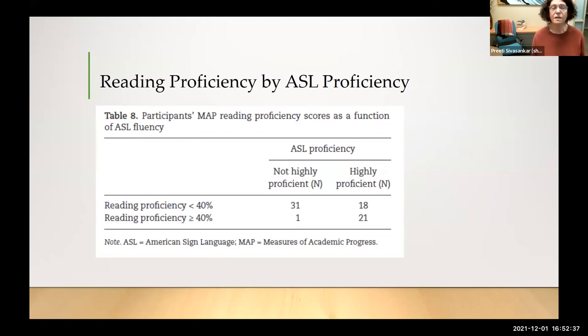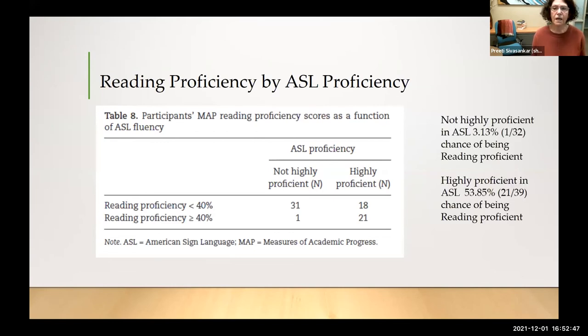But you can also see that there's 21 children in the highly proficient group who ended up in the reading proficient group. So to put this in another perspective, if you're not highly proficient in ASL from this study, you have a 3% chance of being in the reading proficient group. But if you're in the highly proficient ASL group, you have a 53% chance of being in the reading proficient group.